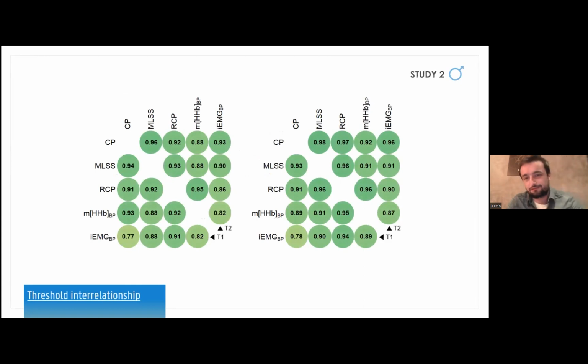But then, interesting, if we look at the correlations between all those thresholds, they're all highly correlated. So on the left, thresholds expressed in oxygen uptake, on the right in power output at time point 1 and 2, so pre and post. And they're all highly correlated, which is quite obvious.